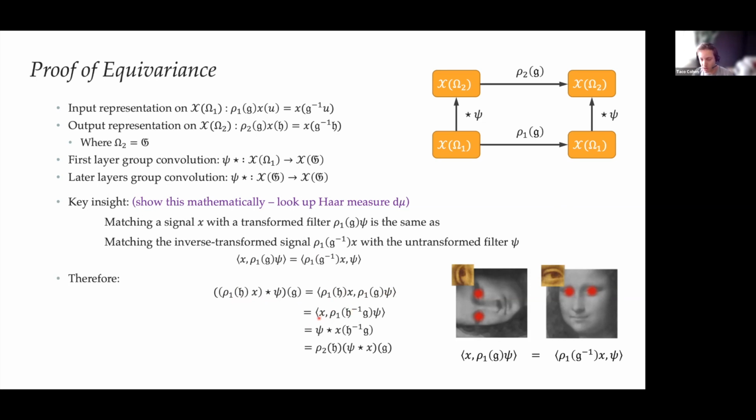And using this result, we can take this H to the other side, and now we have that this is equal to our signal X inner product with the filter transformed by H inverse G. And this is just the group convolution of psi and X indexed at H inverse G. And that is nothing else than the H transformed version of our signal psi convolved with X. So that's the proof that group convolution in the first layer and also the higher layer version of it is equivariant to the action of the group G.